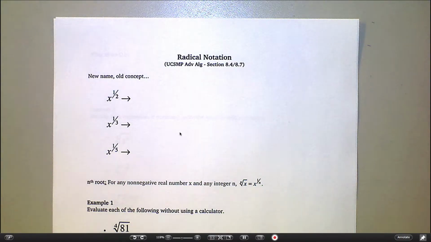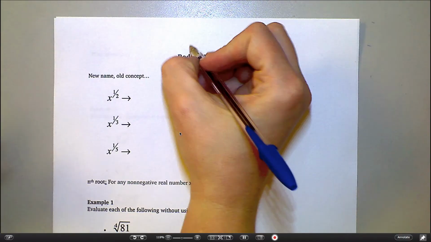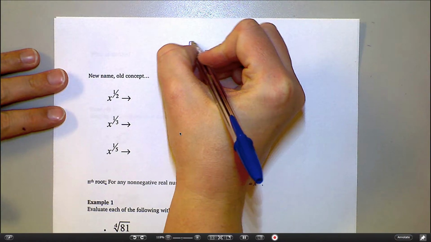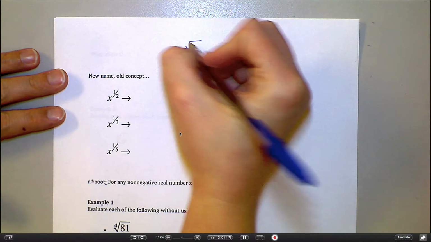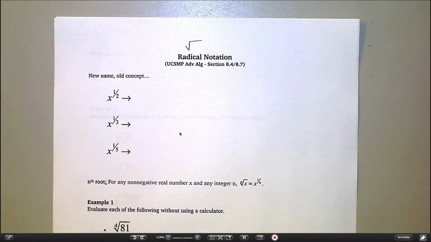Hi everyone. So today we're kind of kickstarting the second part of chapter 8, which deals with radicals. That might sound like something totally new, but just so that you understand, when I say a radical, I'm talking about this symbol right here. What you would probably call the square root symbol, that is a radical.